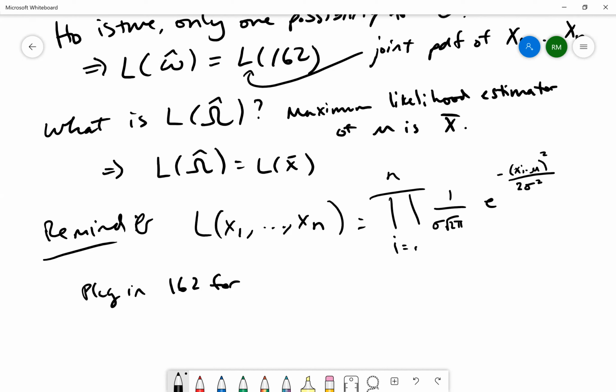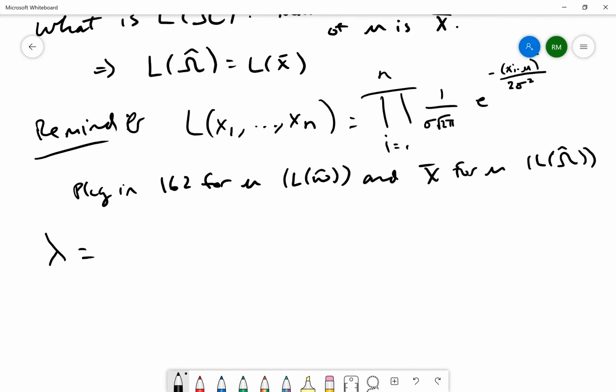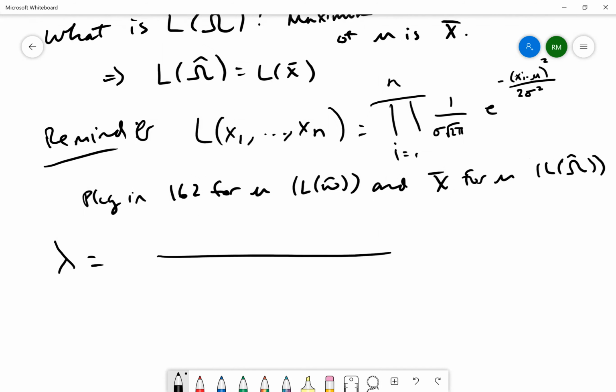So we're going to plug in 162 for mu, and that's how we get L of little omega hat, and we're going to plug in x bar for mu. That's how we get L of big omega hat. Okay, so we do that, and we find that lambda is this terrible looking expression. Oh, we also know that theta squared is 5. So there's a lot of algebra that goes on here, but I'm just going to write this out, and you can trust me that the algebra works out. We have this exponential, this gigantic expression.